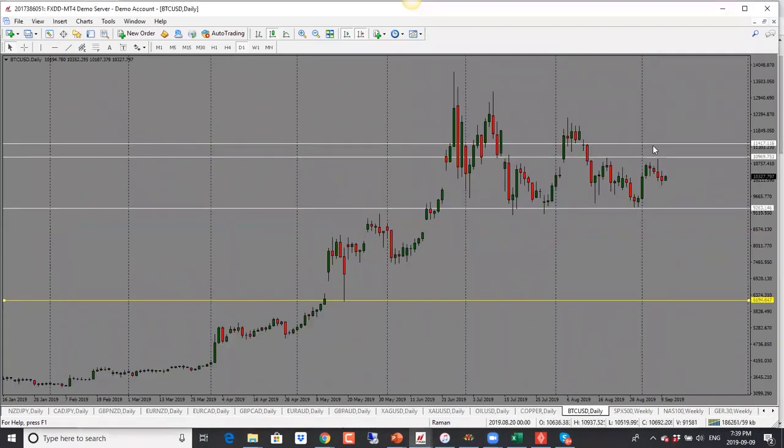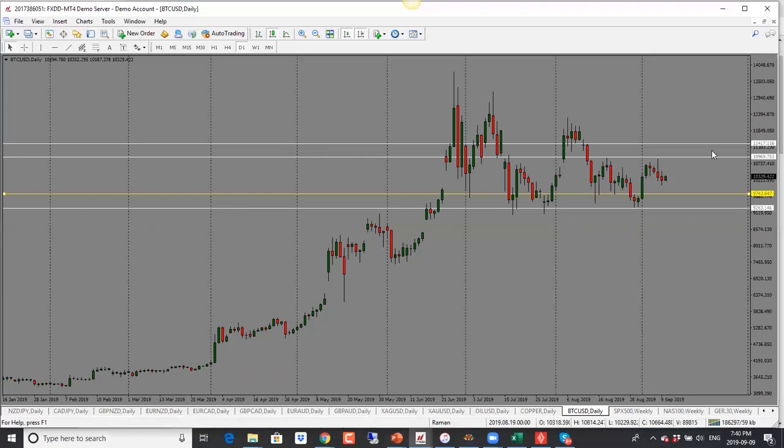Bitcoin still going sideways here, trading in this range. We have a bearish candle close here, so this one could drop further. Next target is 97.50. A bit more of a drop could happen, and we could actually see price come back towards this lower level here as well. So bias is slightly to the downside, but overall this is neutral.